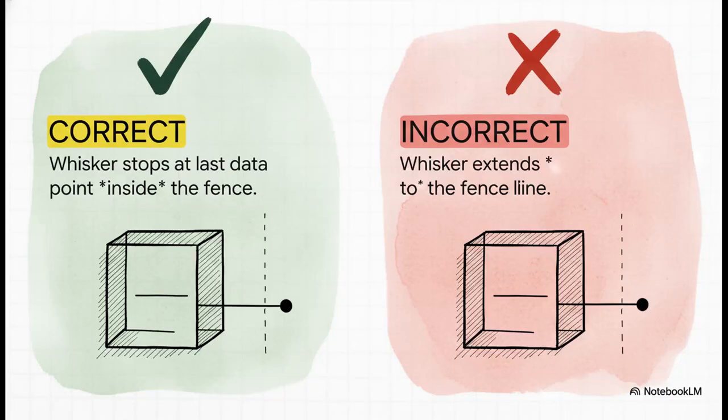And this brings us to an absolutely critical point. This is a super common mistake, so listen up. The whiskers on the plot do not just automatically go out to the fences we calculated. Nope.